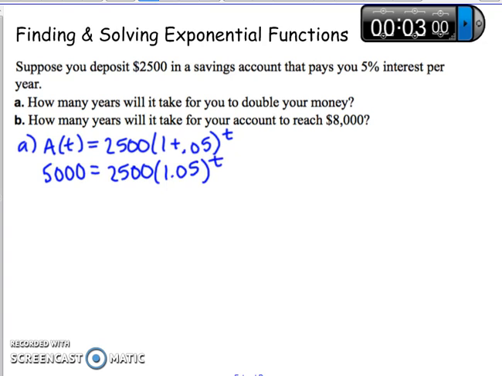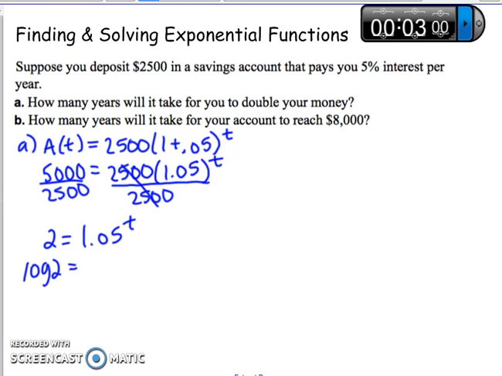So now we're going to solve this. So in order to solve this, first thing I want to do is isolate the base to the exponent. So I want to get rid of the 2,500 first. So I'm going to divide by 2,500 on both sides. So 5,000 divided by 2,500 is just going to give me 2. That's gone. So now I have 1.05 to the t. So now that I have the base to the exponent, I'm going to go ahead and take the log of both sides. So this is going to be log of 2 equals log of 1.05 to the t.